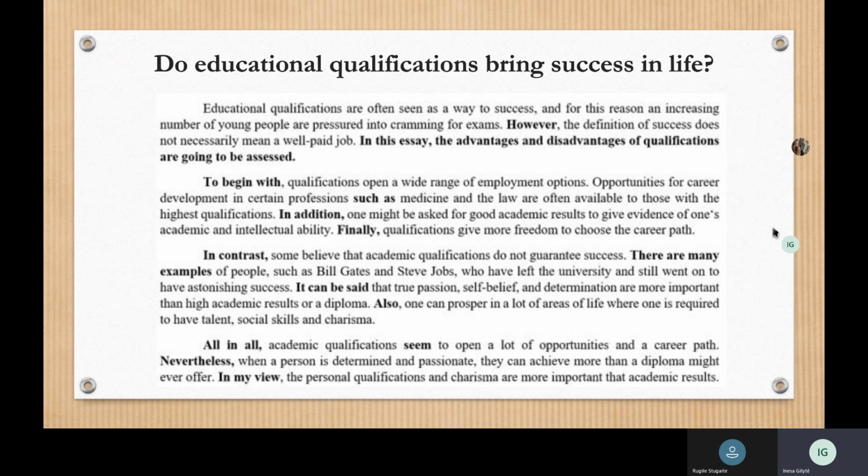So once again, I want to highlight that in the introductory part, you do not say your opinion, and you mention it with your pronoun I in the very last sentence of the conclusion part. And I believe that is all that I have to say about the for and against essay.